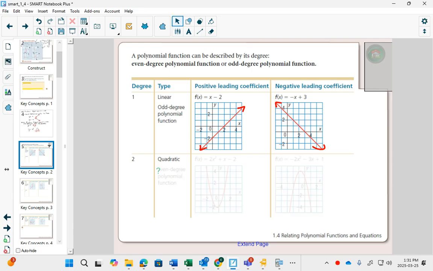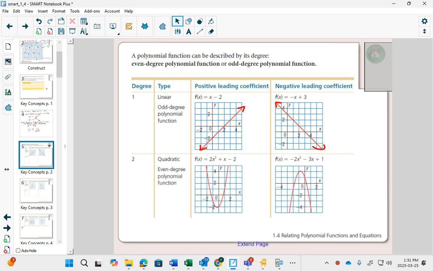Next, quadratic, these are our parabolas. That's our first even degree one. If in front of the x squared you have a positive leading coefficient, it opens up. And if you have a negative leading coefficient, it opens down. Now these are ones you've done already. But we're going to see that this pattern stays the same as you keep on going.